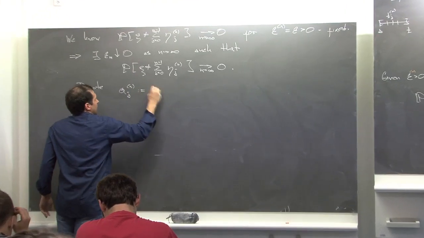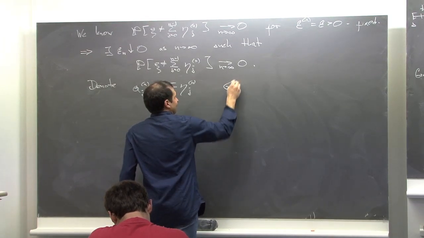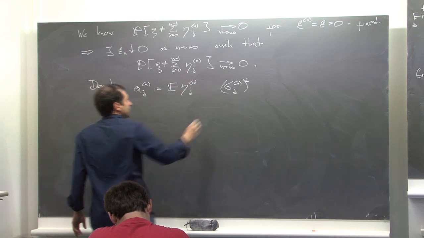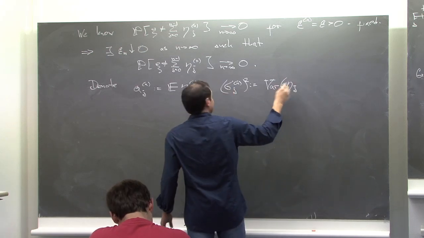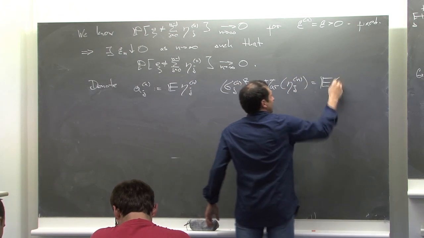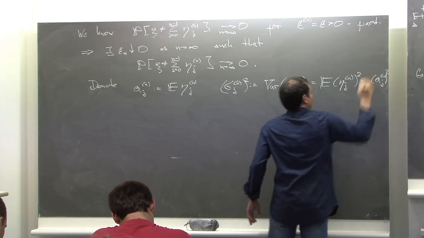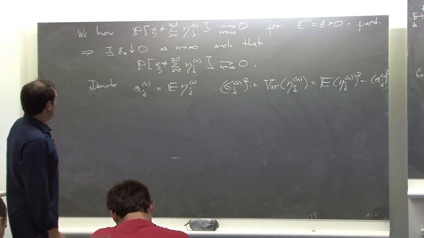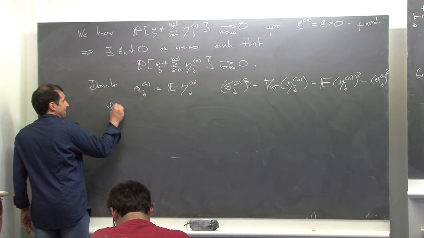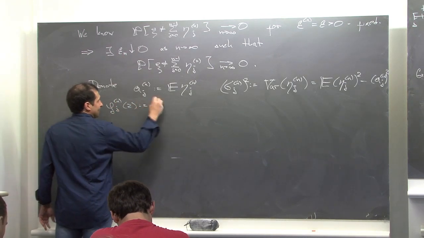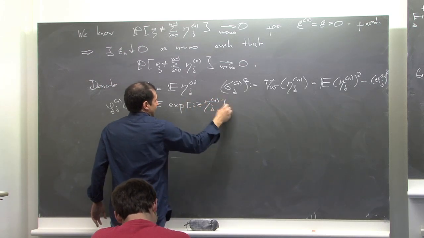Let us denote by a_n the expectations of eta, and let sigma_n squared be the variances of eta, so this is the expectation of the square minus the square of the mean. And let this be the characteristic function of eta.